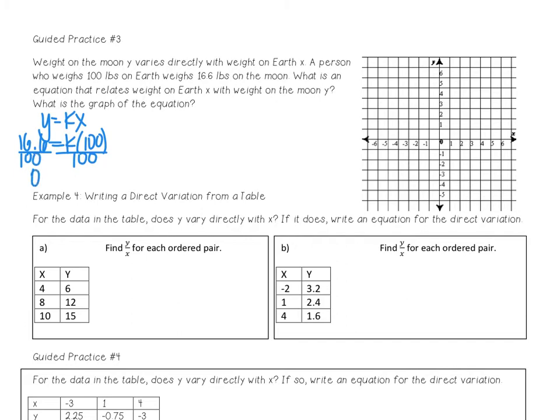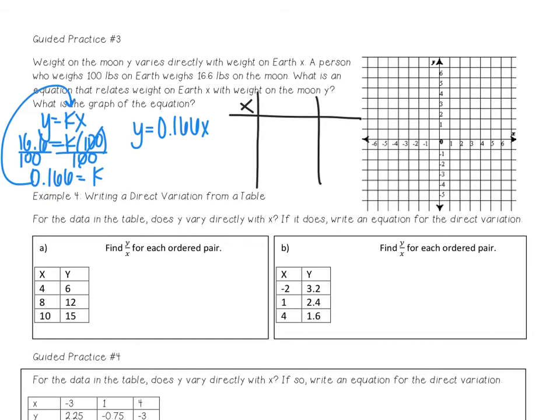And I get 0.166 equals k. Then I'm going to take that and put it right back in up there for k. So my equation is y equals 0.166x. Now that I know my equation, I can make my table. So I'm going to do x. This time I'm going to put the process column in the middle and get out my y. So it's going to be 0.166x.